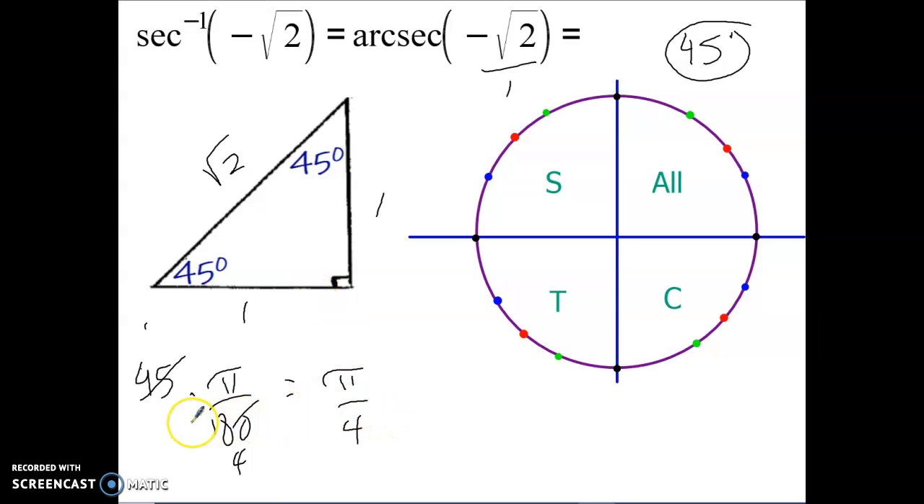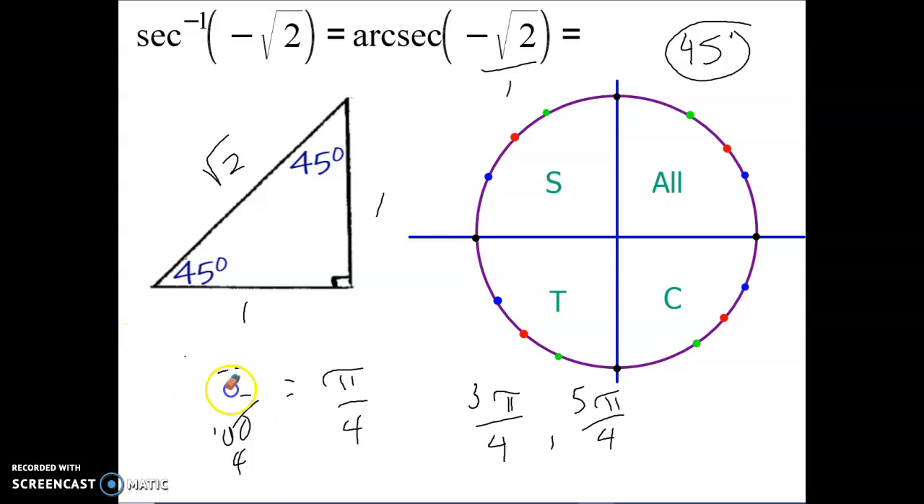Okay, so see if you can remember about the numerator. Remember the numerator in the second quadrant is always 1 less than the denominator. So I've got 3 pi over 4. And then here in the third quadrant, the numerator is always 1 more than the denominator. So I've got 5 pi over 4. So those are my two answers, 3 pi over 4 and also 5 pi over 4.